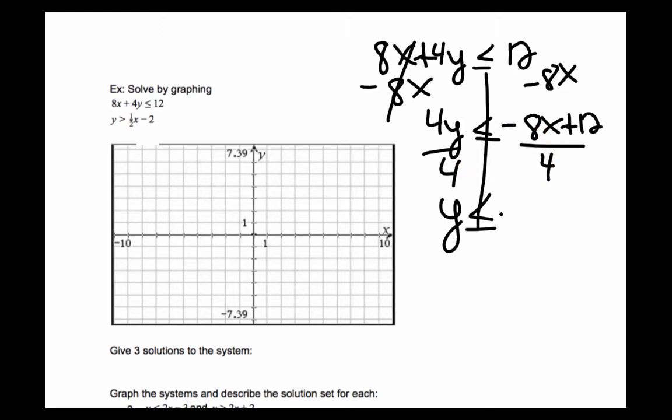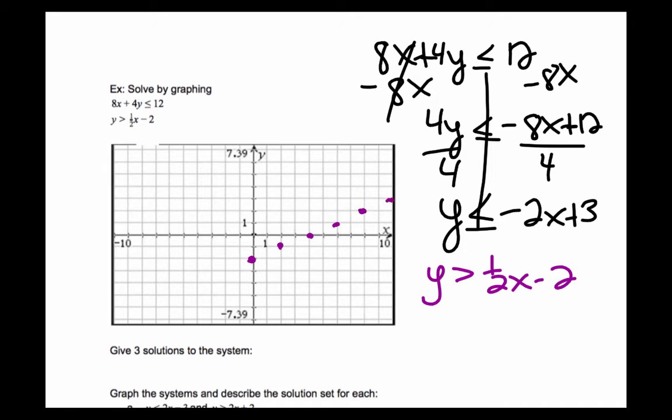-8 over 4 is -2x, and 12 over 4 is 3. Okay, so that's the first inequality, and then the second inequality is y is greater than 1/2 x minus 2. So let me graph this one since I already have the purple color. I'm going to start at -2. I'm going to go up 1 over 2, making sure it's a positive slope.